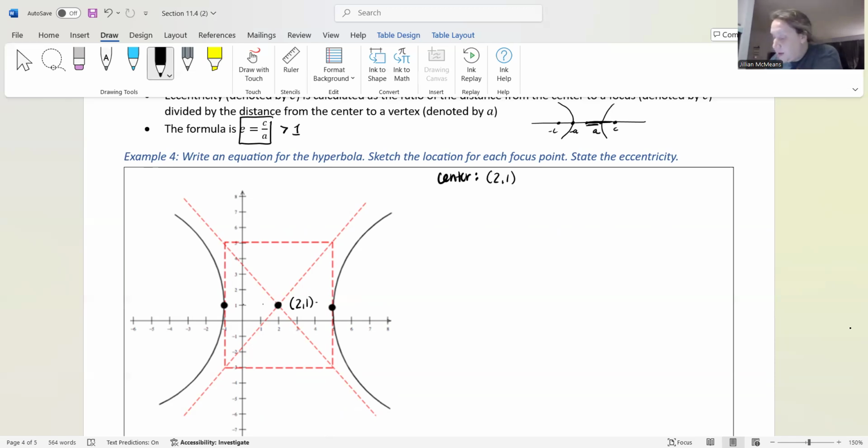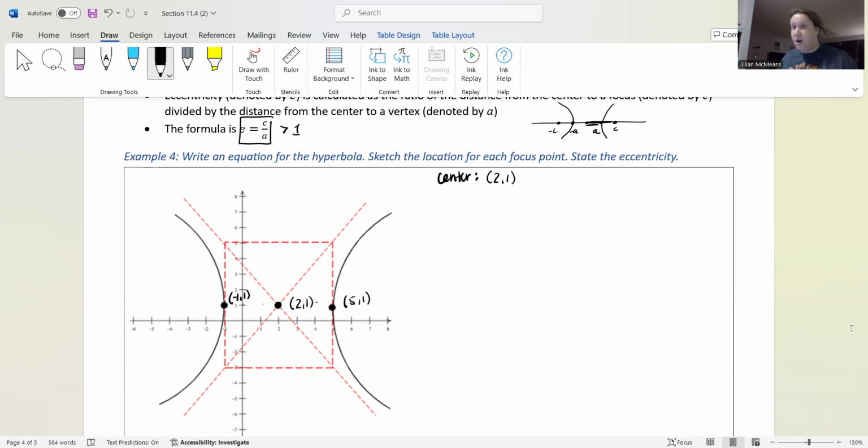So for the leftmost vertex point, we go from the origin to the left 1 and up 1. So this is the ordered pair -1, comma 1. And then to get the rightmost vertex from the origin, we go to the right 5 and then up 1. Okay, so we've got some really important points so far.